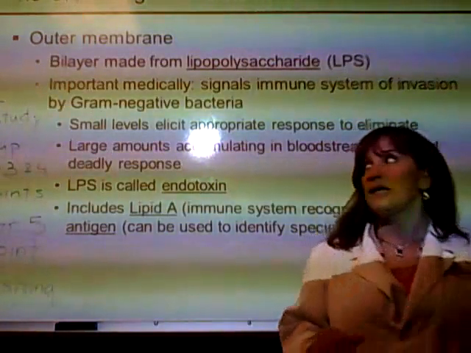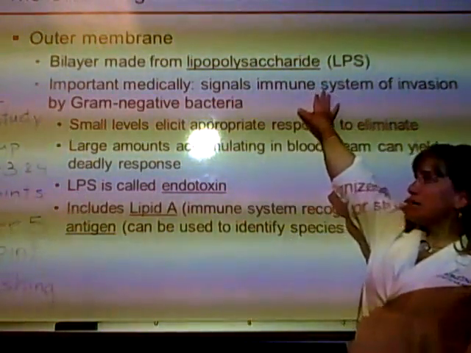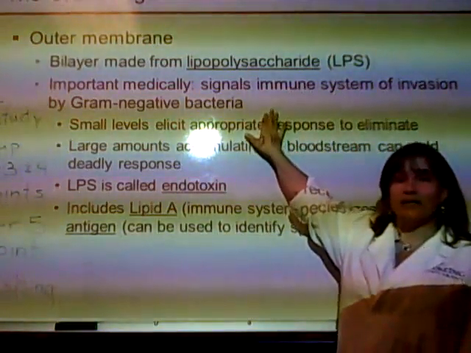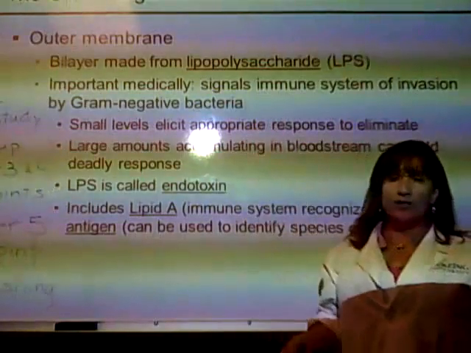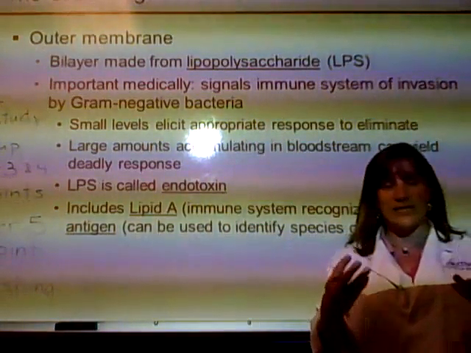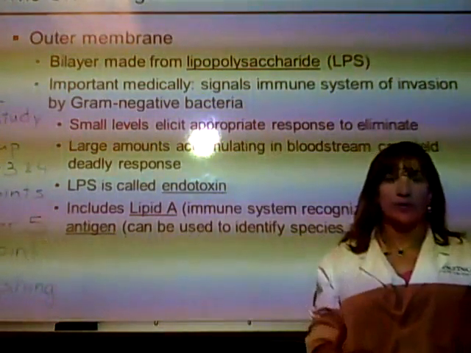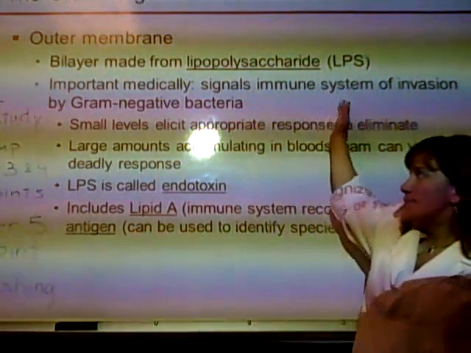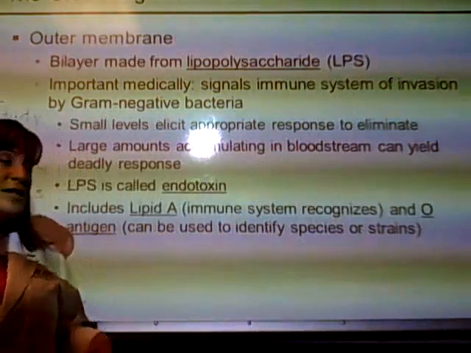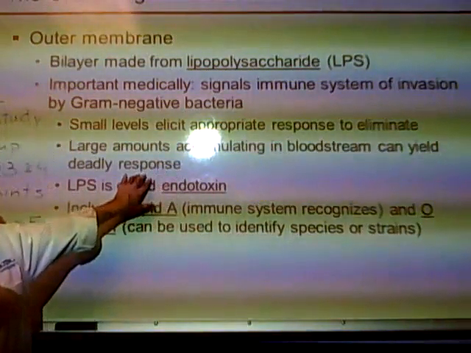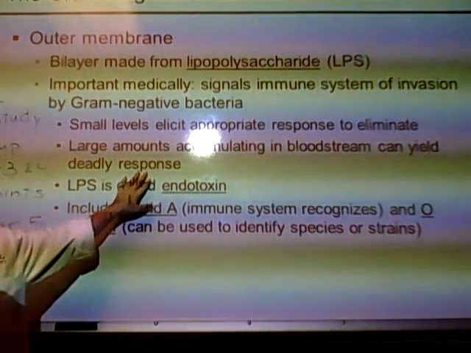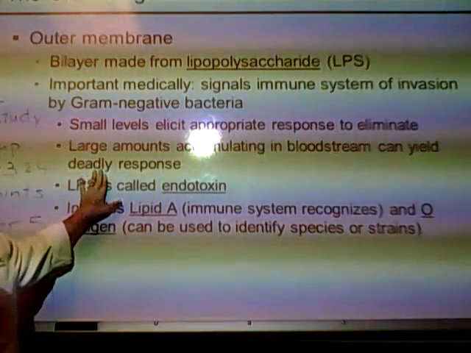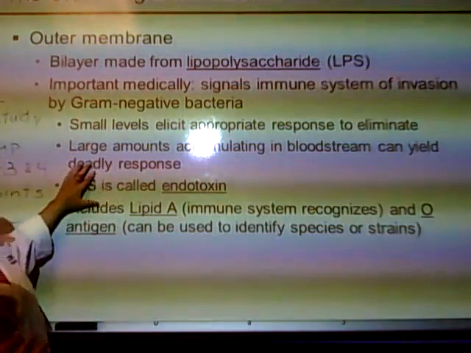Okay. Bilayer made from lipopolysaccharide. And again, the reason that the gram-negative are really bad is your body is going to try to attack them and ramp up a huge immune response against that lipopolysaccharide. So again, if you have a small level, it's going to be okay because it's going to give you a good immune response. But if you have a lot, unfortunately, you can have a deadly immune response and end up dying from that immune response.